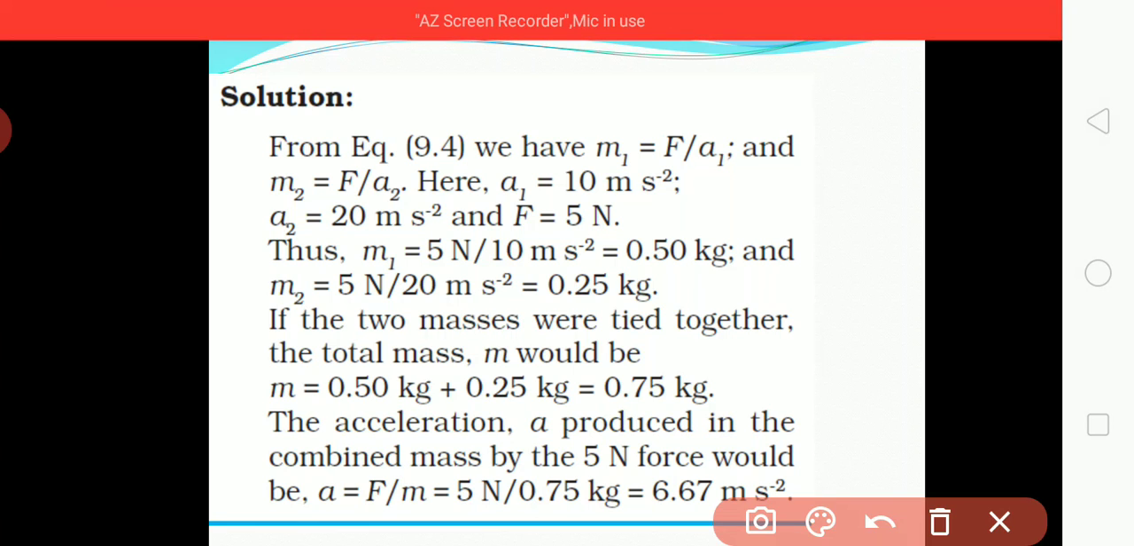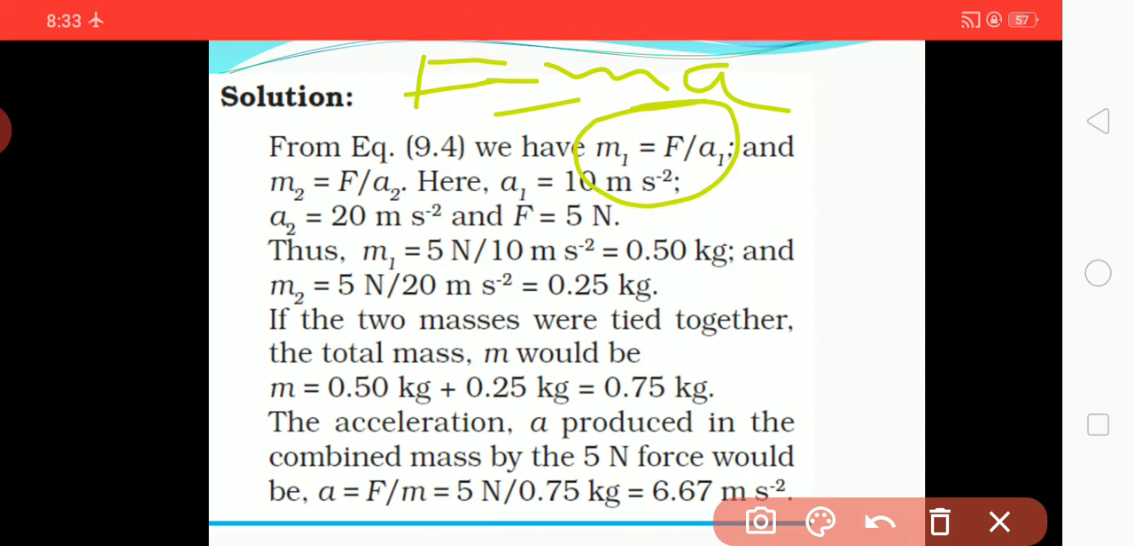So here we have m1. How m1? Because we know it very well. F is equal to ma. Okay, F is equal to ma. If we prepare a subject of equation or subject of formula of a m, okay, we have taken mass as a subject of formula, then it will be m1 is equal to F upon a1.